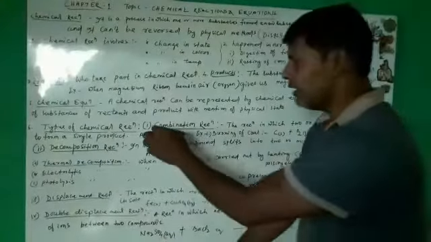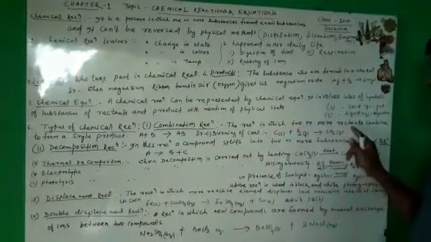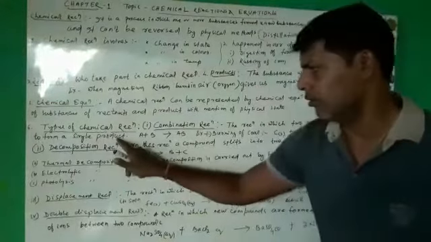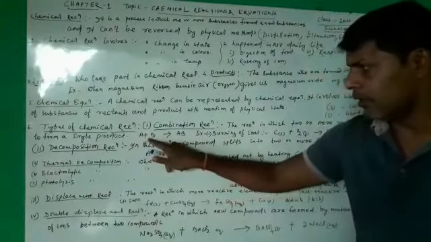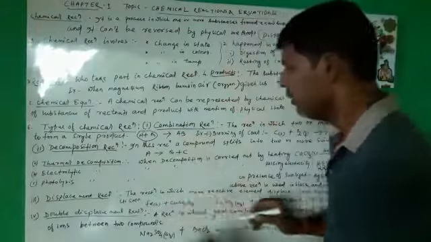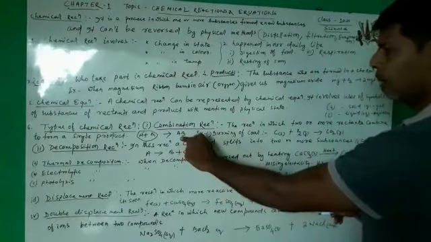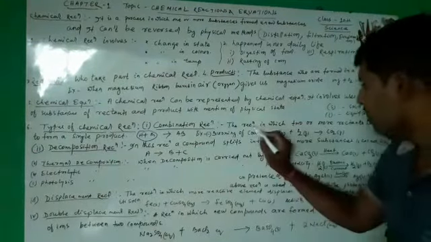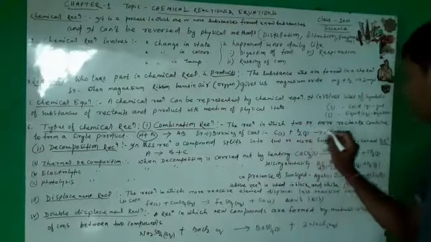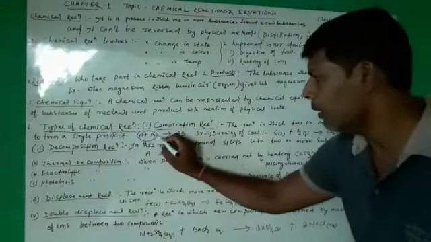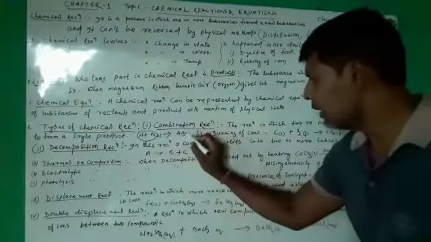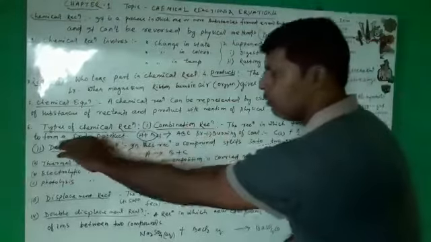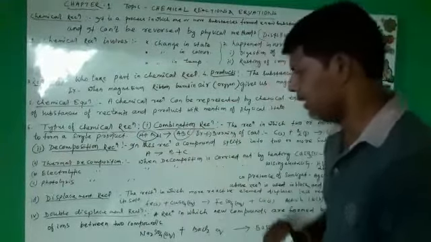So now, what are combination reactions? The reactions in which two or more reactants combine to form a single product, like A plus B. Suppose they are reactants A plus B and they give us product AB. Or two or more reactants, maybe A plus B plus C, give us ABC. That is the product of the reactants. So it is a combination reaction.